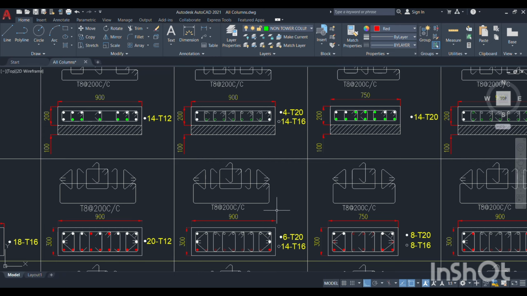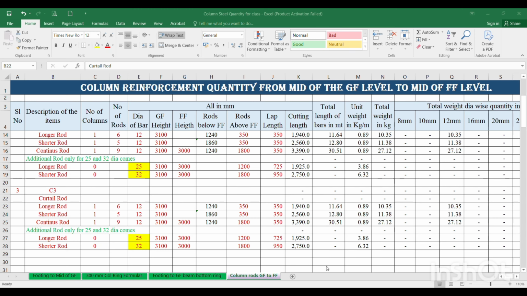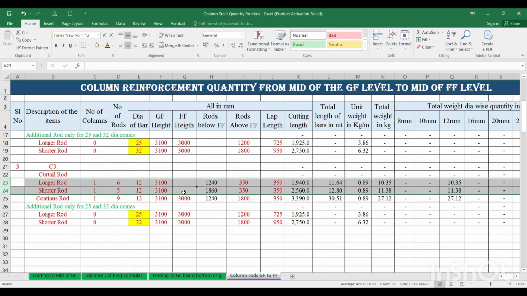So how many rods are going to curtail over here? This lower side rods, all of these lower side rods are going to curtail. In this lower side, how many 20 dia are there? Out of 6 of 20 dia, in the lower side only 2 of 20 dia are there. Out of these 2 of 20 dia, one longer rod will be there and one shorter rod will be there. So we have to take these 2 of 20 dia curtail rods first. So I am taking these two lines for the curtail. These are the curtail rods, longer rod and shorter rod. Number of columns is 1 and the number of rods is only 1 and 1.